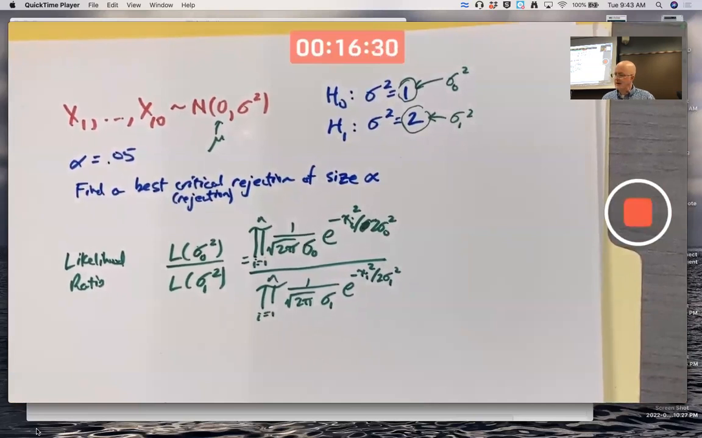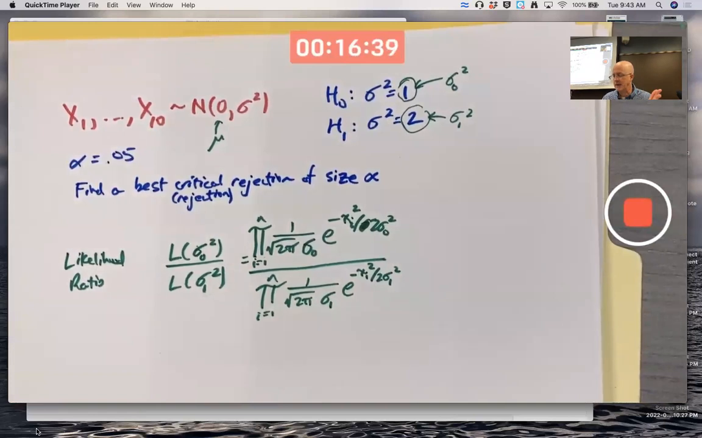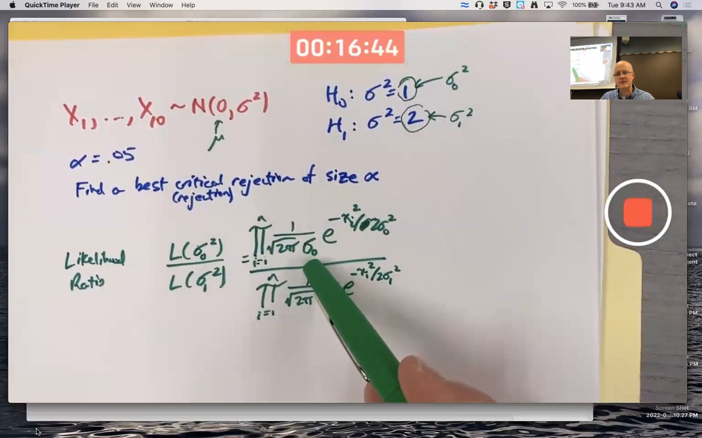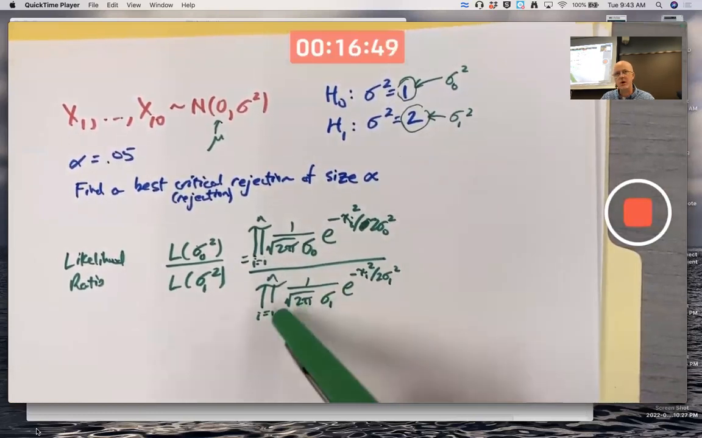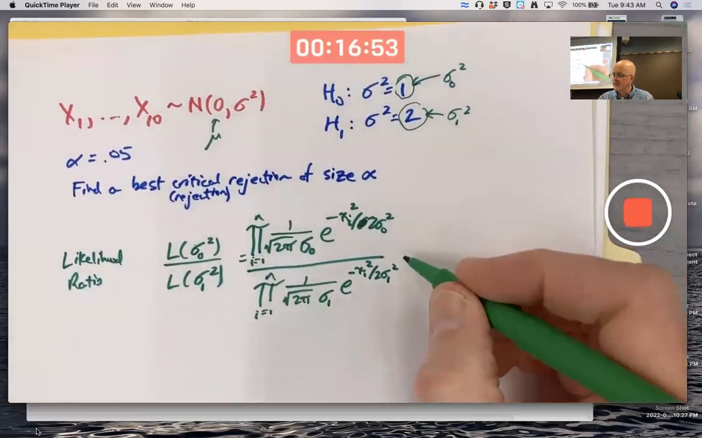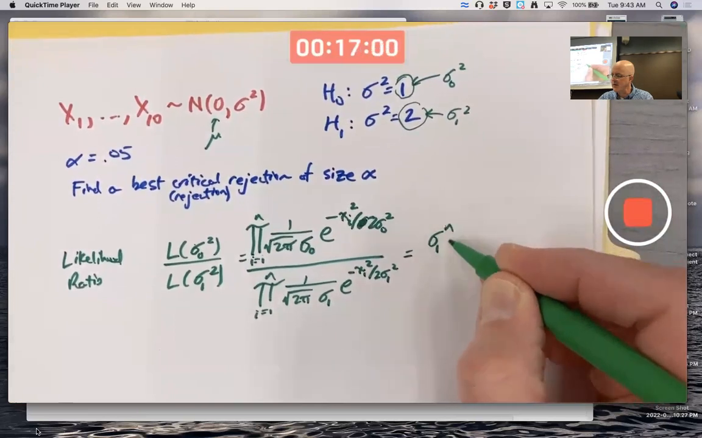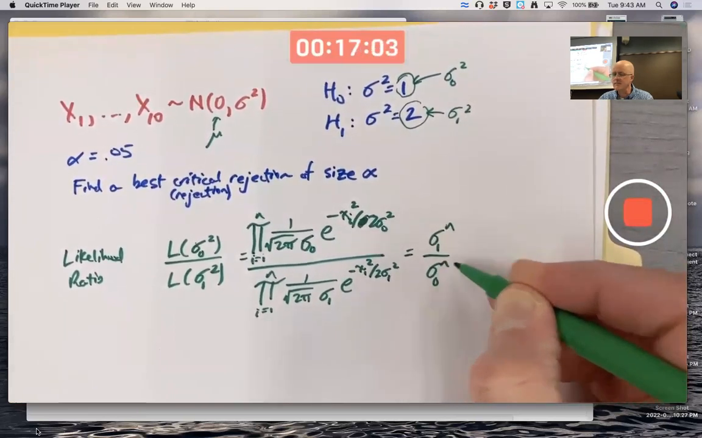Yikes, not so simple looking. Certainly the square roots of 2 pi will cancel. I mean, we'll have 1 over the square root of 2 pi to the nth power in both the numerator and denominator, so those will cancel. Here we'll have a sigma sub 0 to the nth power in the denominator up here and a sigma sub 1 to the nth power after I do the product down here, and I can flip the bottom one. I could write this ultimately as sigma 1 to the nth power over sigma 0 to the nth power.